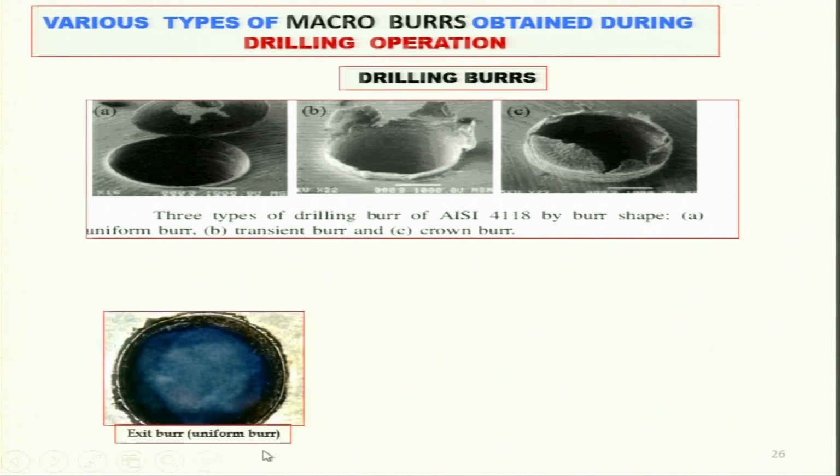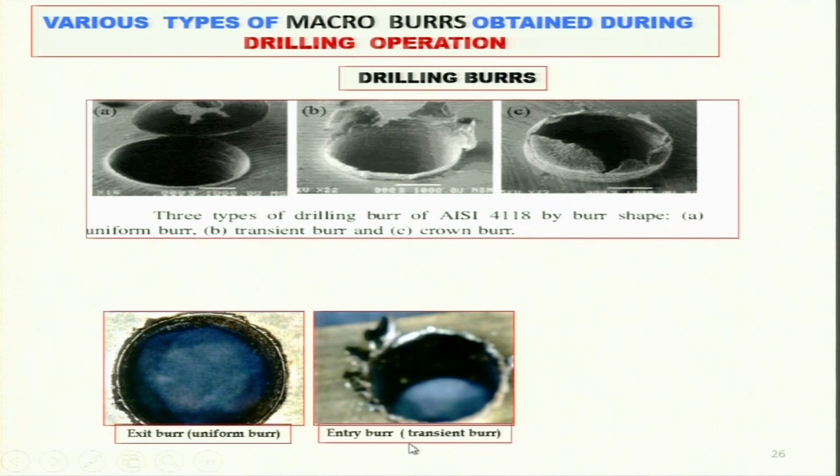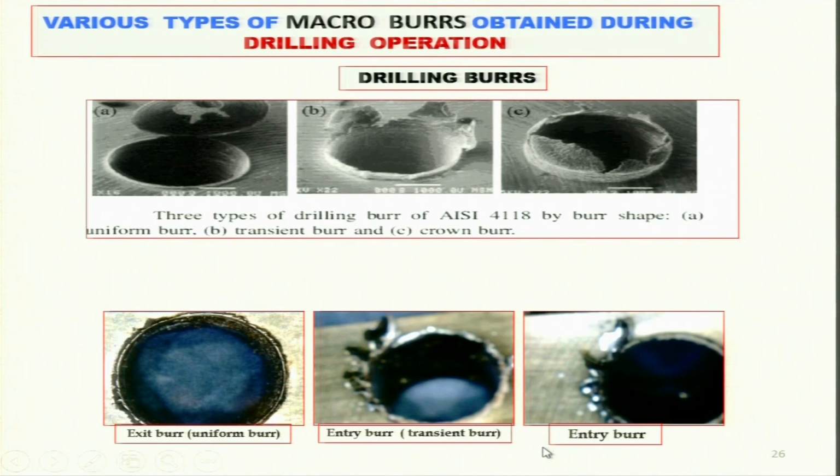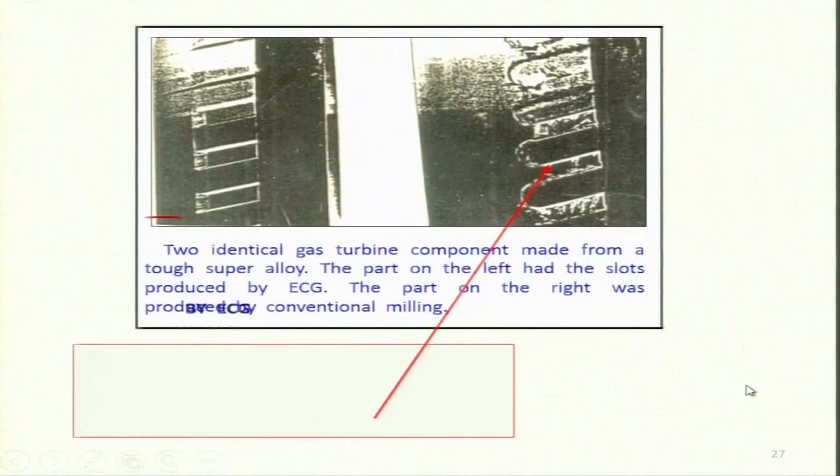Exit burr, uniform burr is seen over here. If you see at outer surface, these are the burrs, and you have the entry burr at the entry where the drill is entering and where the drill is exiting. Then again transient burrs kind of the thing. Here they are bigger ones, these are the smaller ones, and you have to really remove them before putting them into use, and again entry burr is over there. So these are the different kinds of macro burrs. You can have similar kind of micro burrs also, depending upon what kind of operation you are performing.